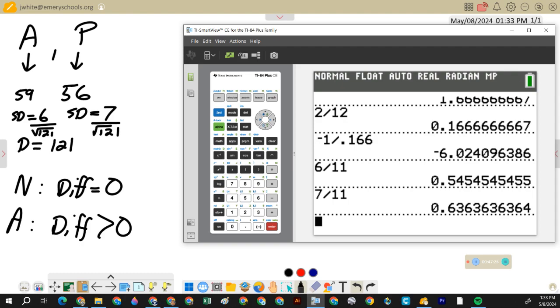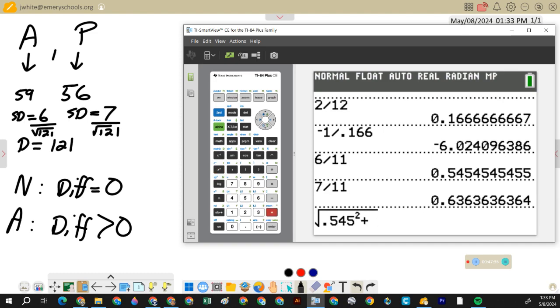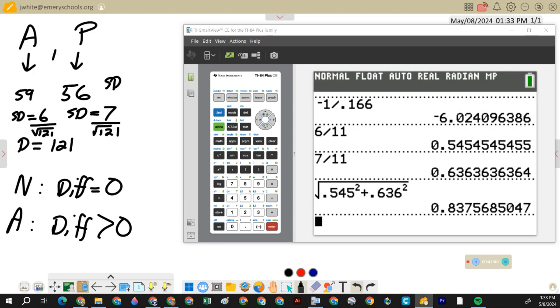2 sample Z test. I need SE difference. So the square root of 0.545 squared plus 0.636 squared. So my SE for difference is 0.84. I'm going to change this. Sorry. I want to say 50. I want 58. Okay. So what is my actual difference?